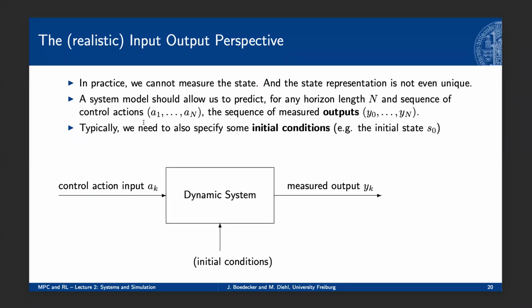So what we really want is that a system model allows us to predict, on a horizon of maybe length n and a sequence of control actions, the sequence of measured outputs. I think the index should start at 0, sorry for that, for the control action. And then we also need to specify some form of initial conditions, for example, the initial state. This is what an input-output perspective on a dynamic system is, and we don't care what's happening inside the system. It should just be able to predict, right?